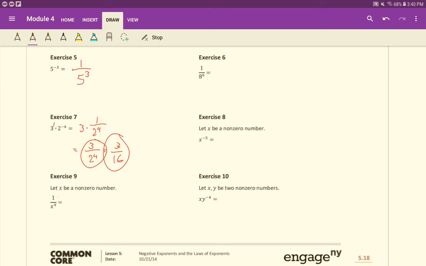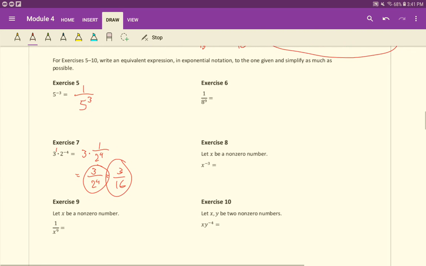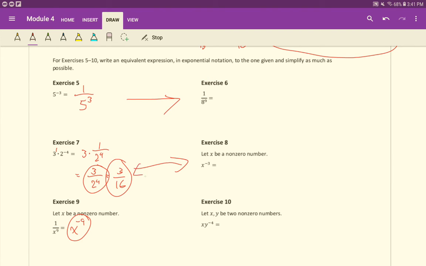Let's rewrite this one. Okay, so we have 1 over x to the 9th. So in this case, we'll go ahead and use negative exponents. So this would be x to the negative 9, like so. Why don't you guys go ahead, pause the video, try 6, 8, and 10 over here. Okay, so you can kind of use these as examples to help you in your efforts.